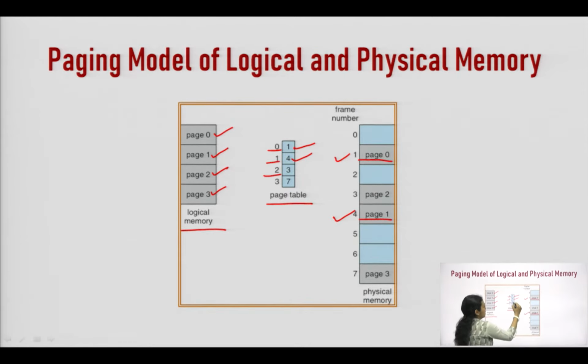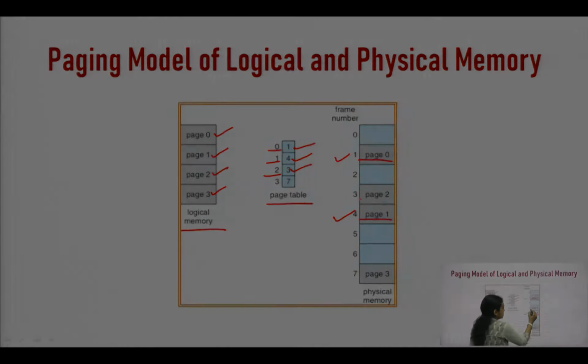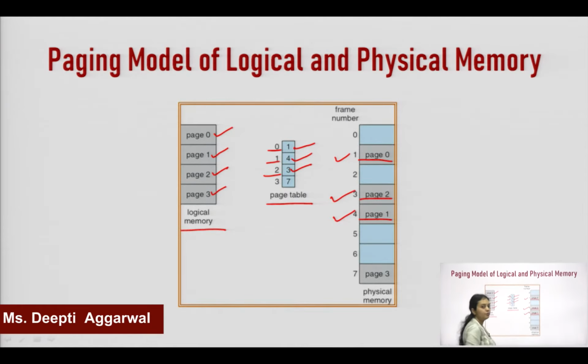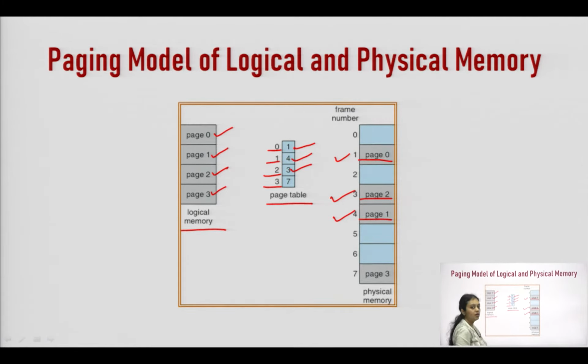Page 2 is located in frame number 3. Then page 3 is located in frame number 7 of physical memory. So, this is how the logical address is mapped into the physical address, and a page is placed into a frame of the physical memory.